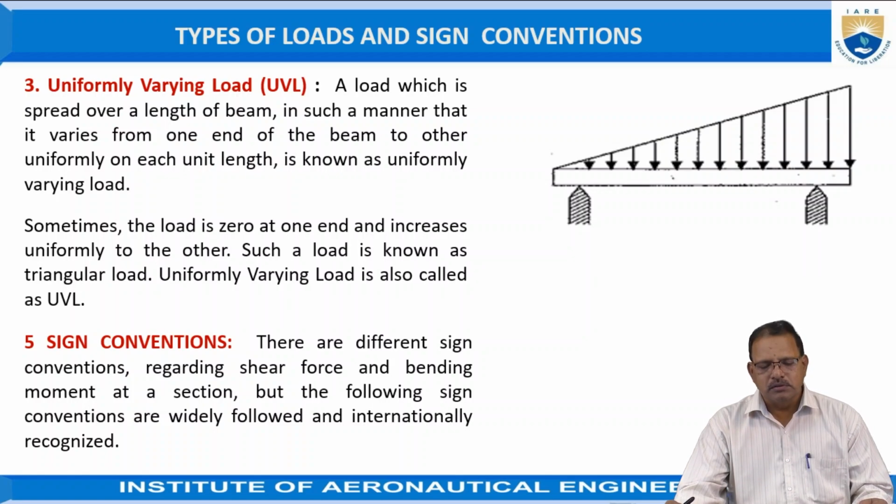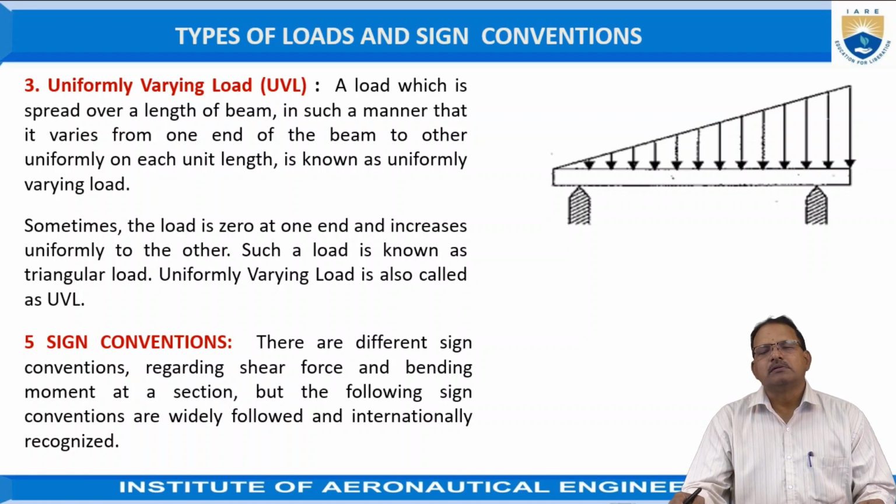Uniformly varying load. A load which is spread over a length of the beam in such a manner that it varies from one end of the beam to the other end uniformly is known as uniformly varying load. Sometimes the load is 0 at one end and increases uniformly to the other. Such a load is known as triangular load. The uniformly varying load is also called UVL.